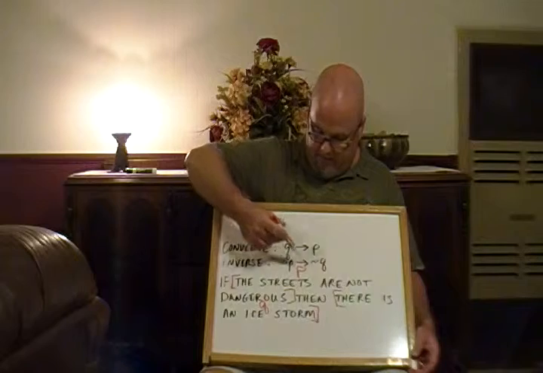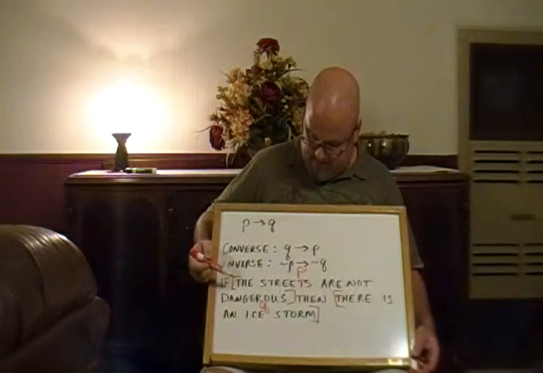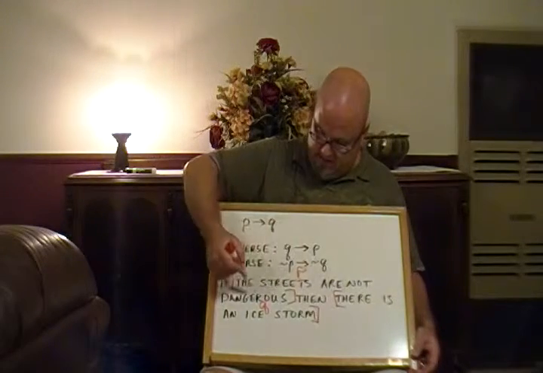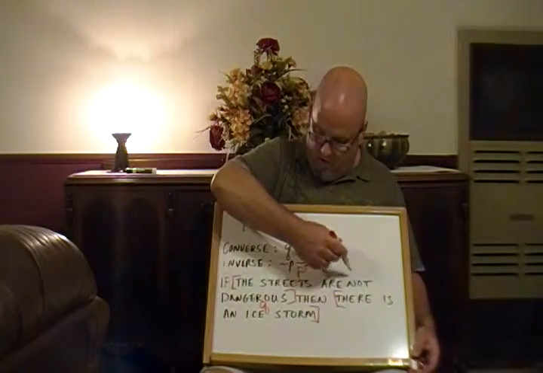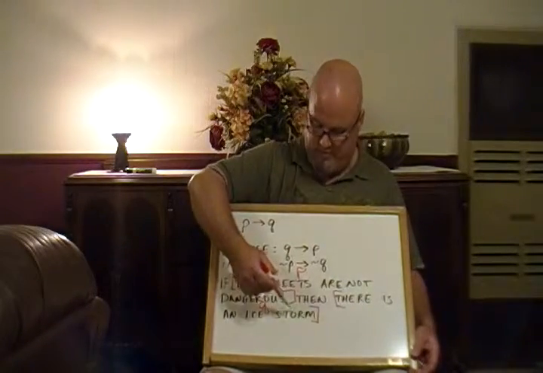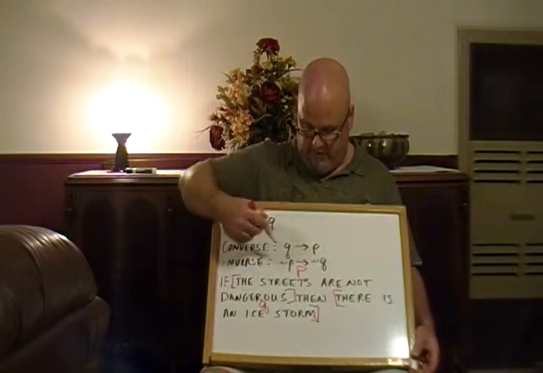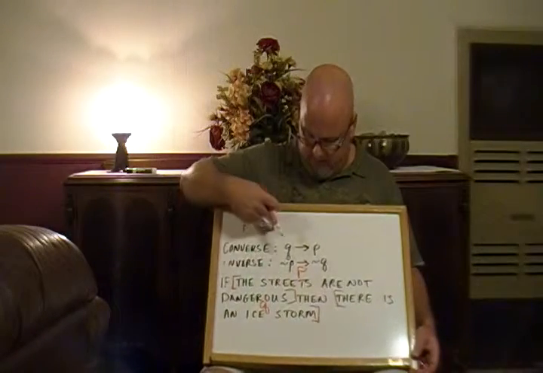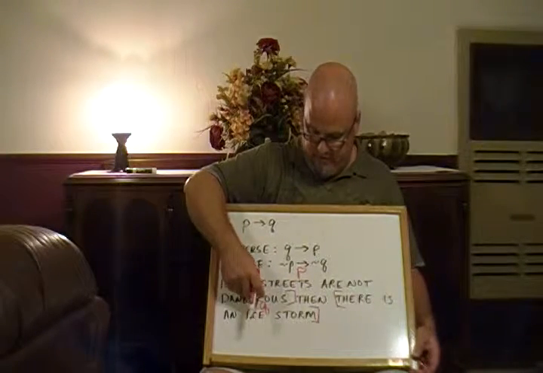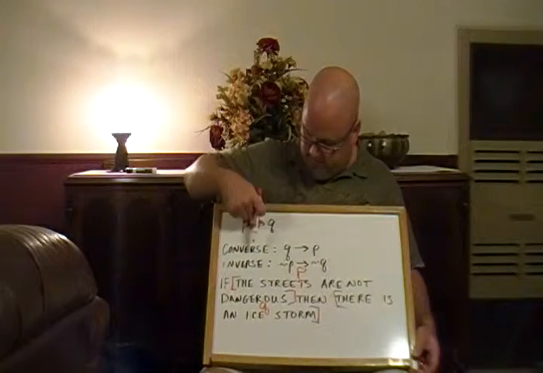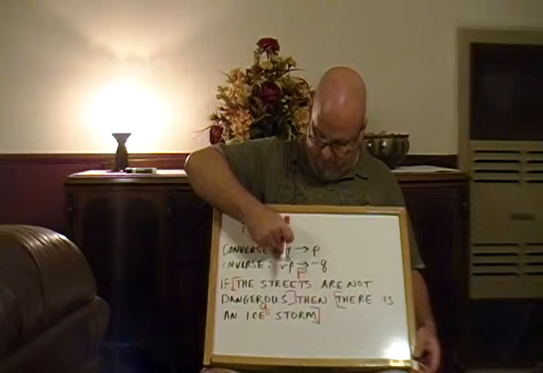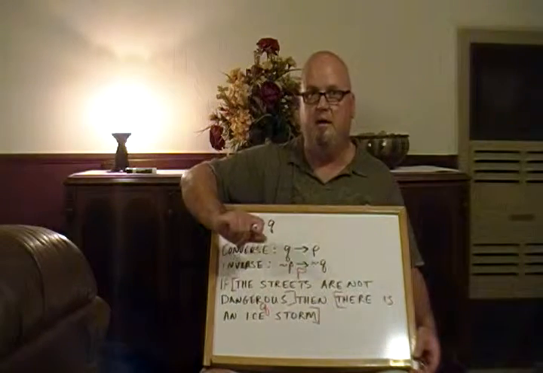The inverse of that, we negate both of them. So the way we would read this inverse is, if the streets, see it says the streets are not dangerous, so the negation of that would be, if the streets are dangerous, then there is not an ice storm. So that would be the inverse. We negate both statements. So the key on problems like this is really just identify your P and Q. And once you do that, they're easy to manipulate because you know how to get from here to here to here. And once you know your P and Q, by following this format, you can flip them around any way you need to.